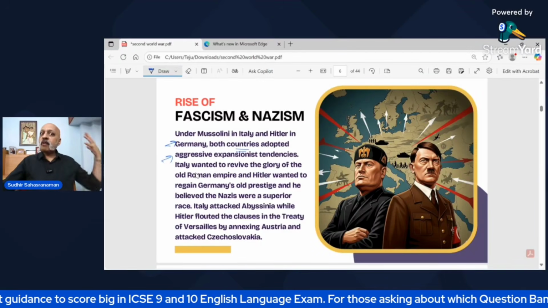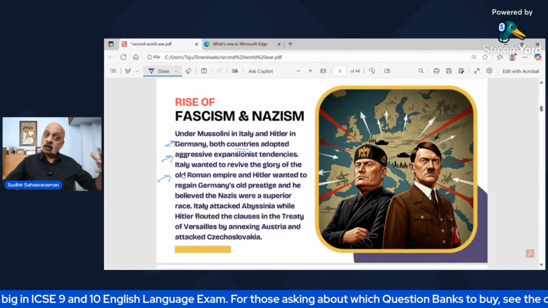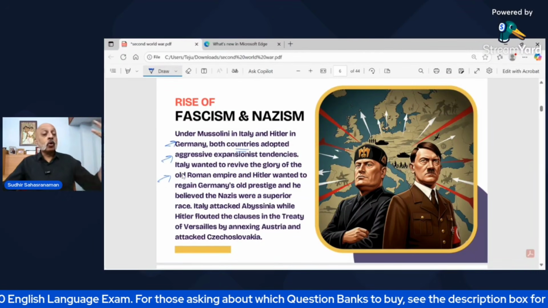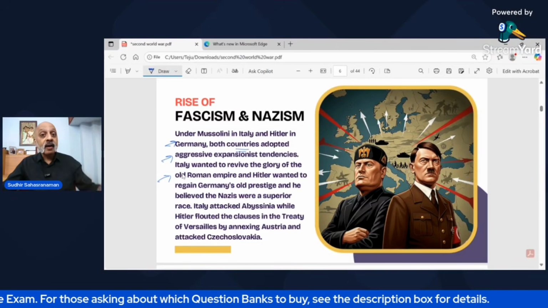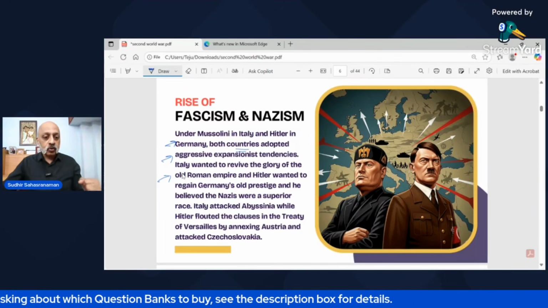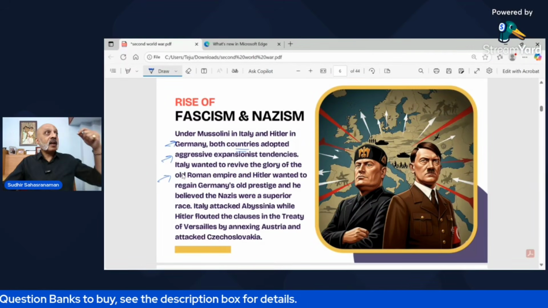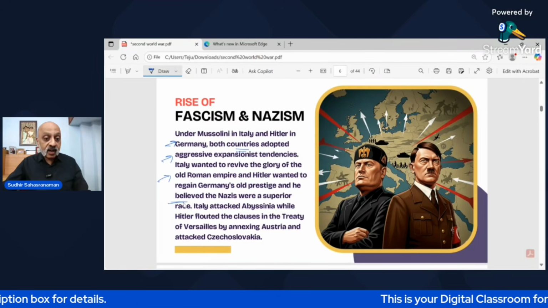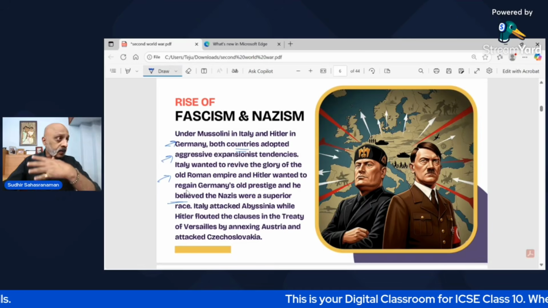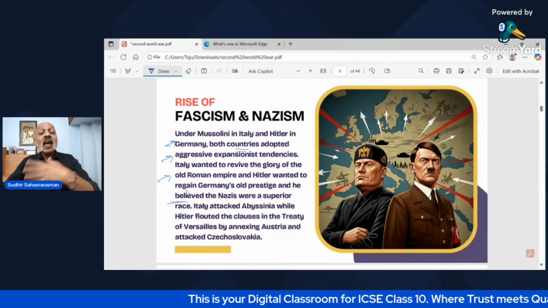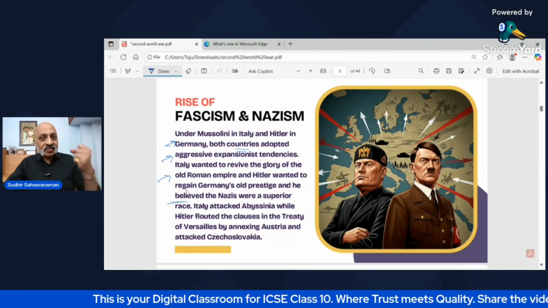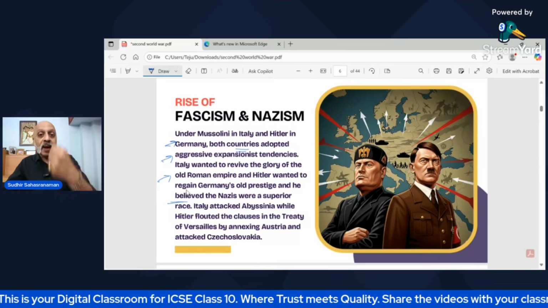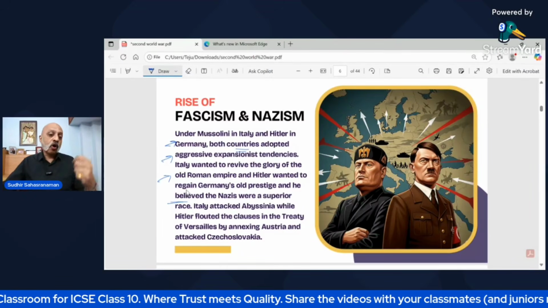Italy wanted to revive the glory of the old Roman Empire. Remember, Rome was known to be a very glorious empire. Italy wanted to go back to those days. Germany felt that Aryans are the most superior race, right? So they believed that Nazis are superior compared to any other race in any other country in the world, and therefore we need to get back the old prestige of Germany.